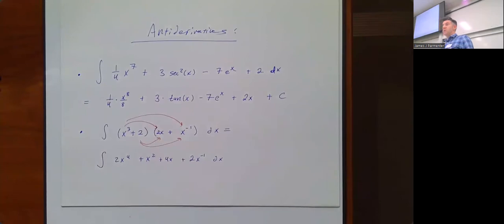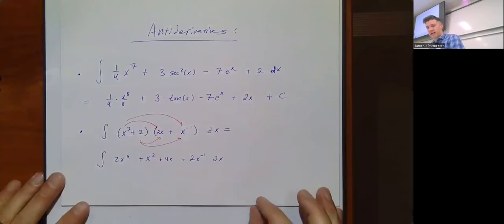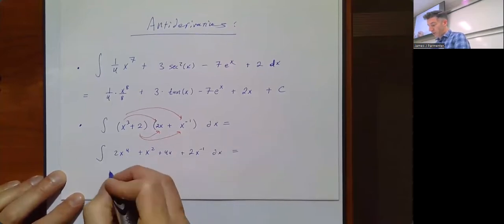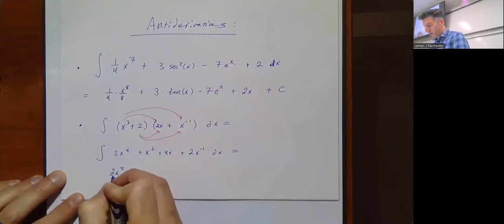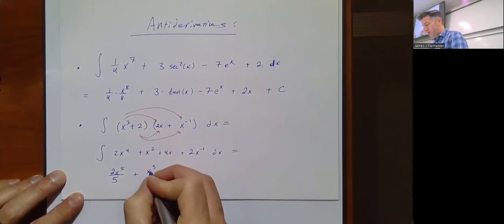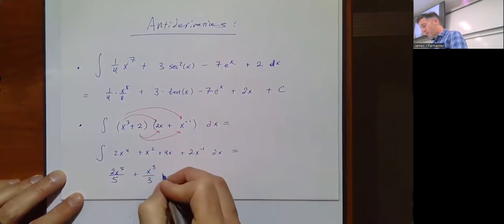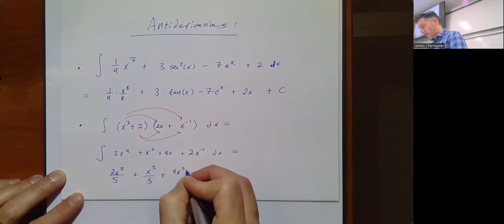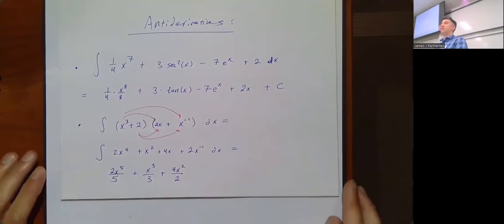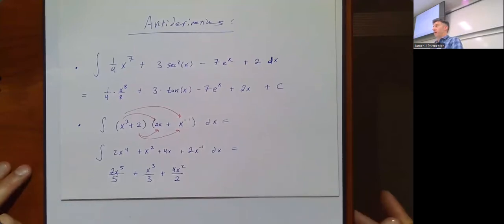Each of these we can just use the power rule for. Well, it's kind of a lie, but we'll see in a second. For 2x to the 4th, we're going to get 2x to the 5th over 5. For x squared, we're going to get x cubed over 3. For 4x, we're going to get 4x squared over 2. And for 2x to the negative first, we're not going to get 2x to the 0 divided by 0. You can't divide by 0.